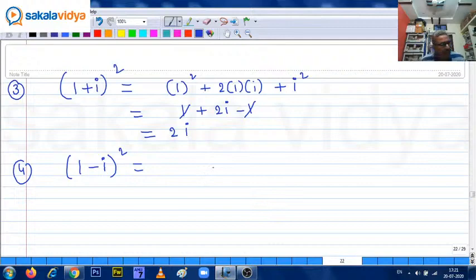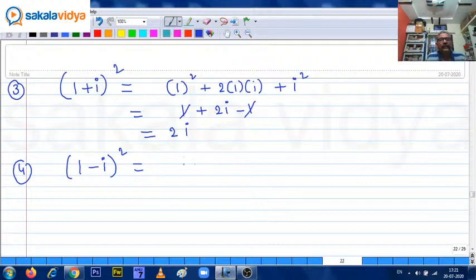Whether it may be Eamcet or Eamcet examination, you need to remember this one. This will be very, very important. You need to remember 1 plus I whole square means 2i. What is 1 minus I whole square? Why should I do? I will explain. I will come to the application part.